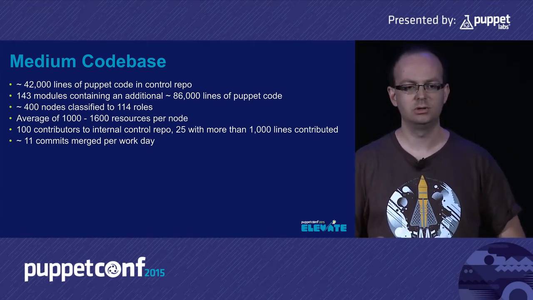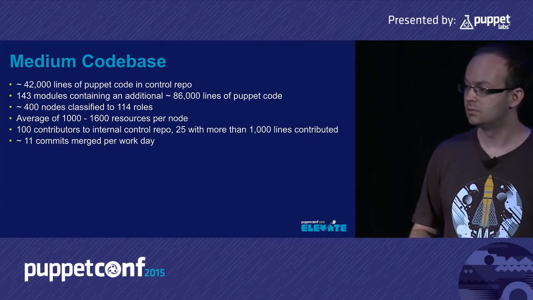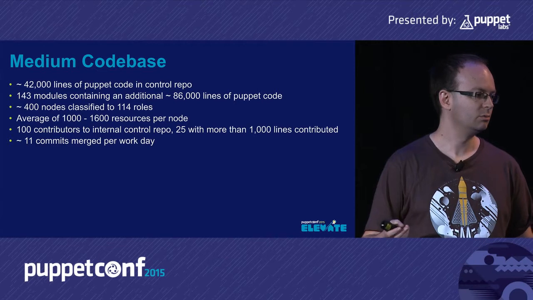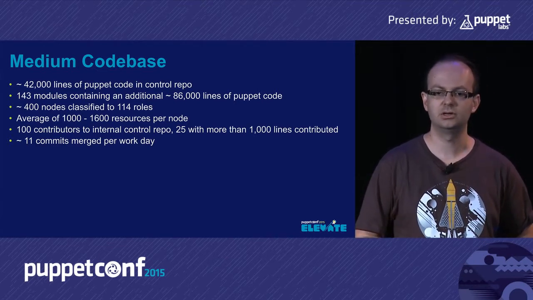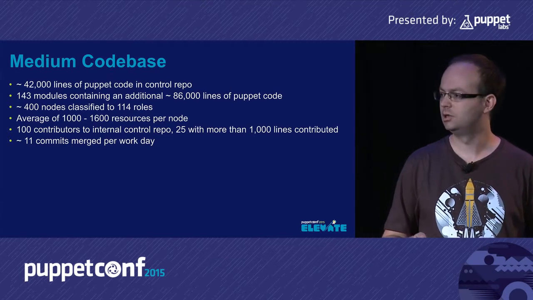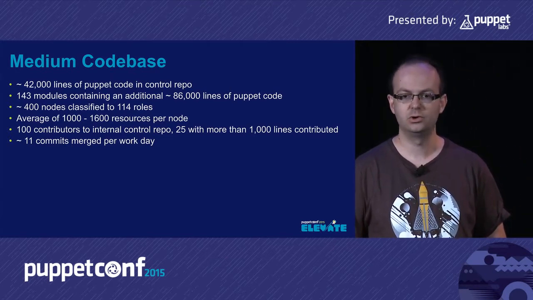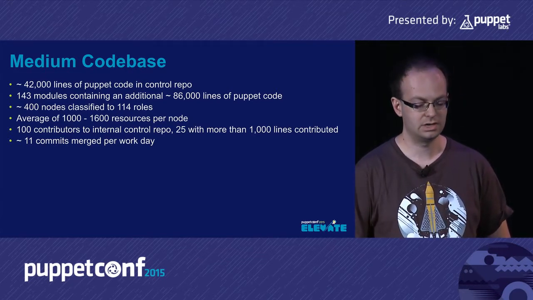Another thing that adds some complexity is that we have a wide range of contributors. So you can imagine that at Puppet, we have a decent number of people who want to contribute some amount of Puppet code. And some of those people are contributing every day. We have 25 people who have contributed more than 1,000 lines of code, and a handful who have done quite a bit more than that.